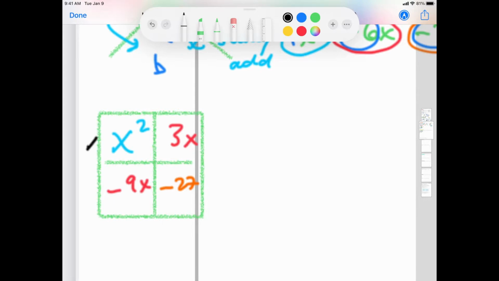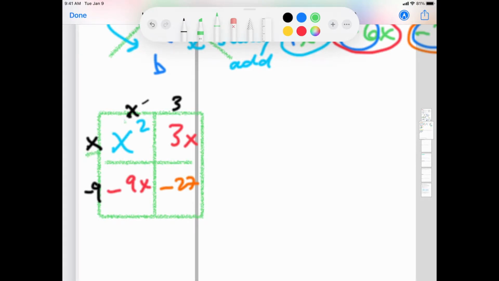In this row it is x. This one is negative 9. In the column, x squared and negative 9x, that would be an x. And this one, a little bit tricky, is going to be a 3. Let's double check.